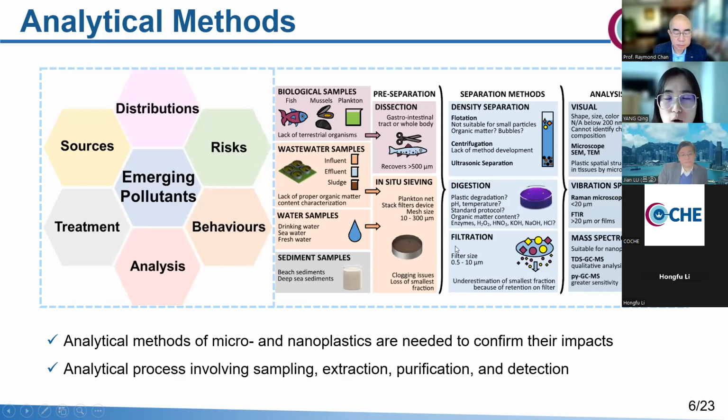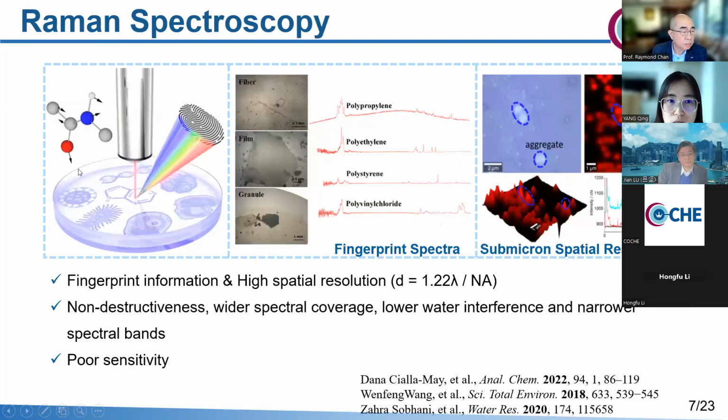This figure shows an overview of the analysis process of microplastics, which involves sampling, extraction, purification, and detection. As for the detection, chemistry provides a set of identification tools like microscopy, mass spectrometry, and molecular vibration spectroscopy. Today I will focus on a special identification technique, Raman spectroscopy. Raman spectroscopy is based on inelastic scattering of light. It's akin to a fingerprint of the chemical structure. It allows the identification of the chemical composition of samples.